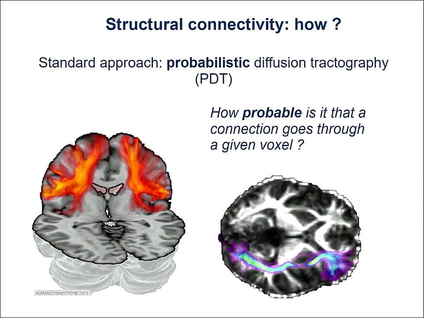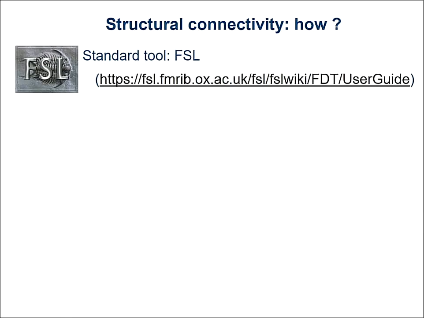Okay, so that was the basic principle of connectivity-based parcellation. To do it based on structural connectivity, we can use probabilistic diffusion tractography. What it gives us is how probable it is that a connection goes through a given voxel. And there are many different ways of doing it.